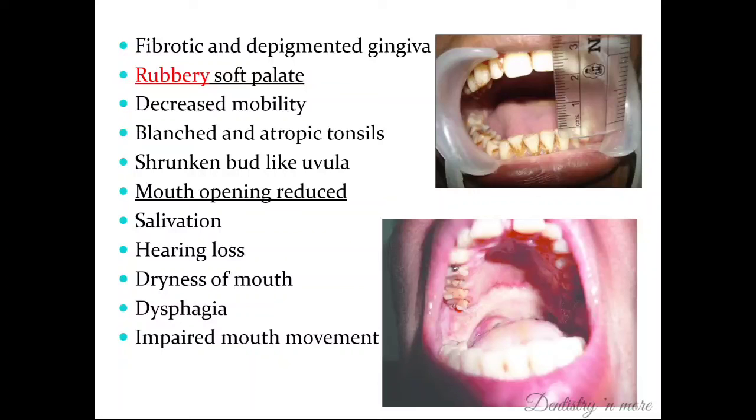And then you have, as I said earlier, the trismus. You can also see other symptoms such as salivation, hearing loss, and dryness of the mouth. Then you have dysphagia, and improper functioning of normal mouth movements, such as opening and closure, is disturbed.